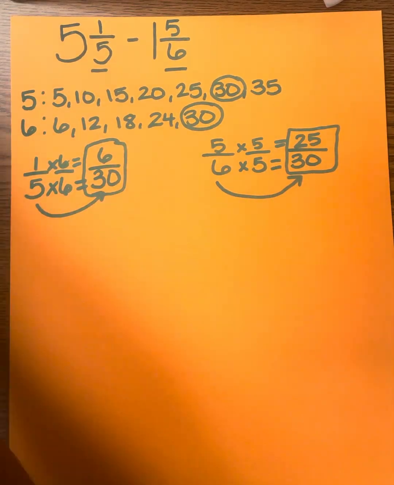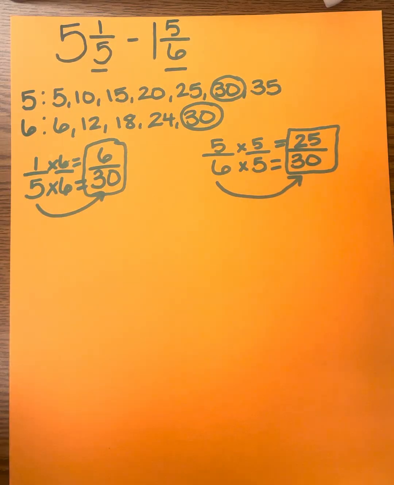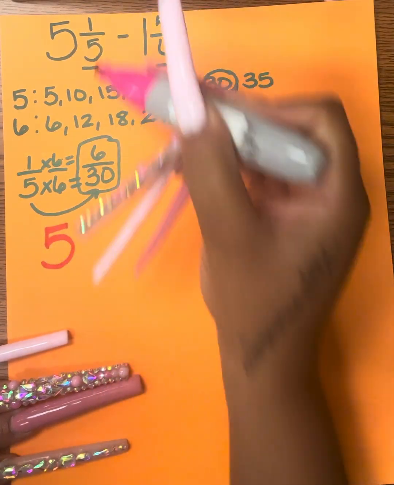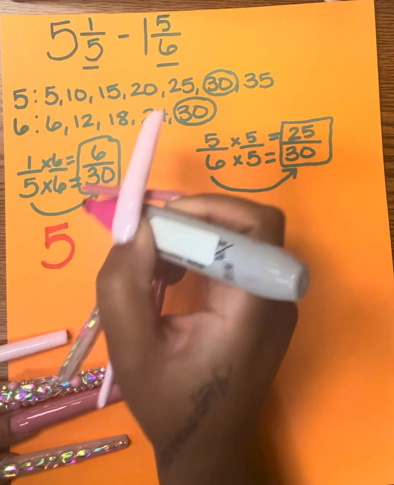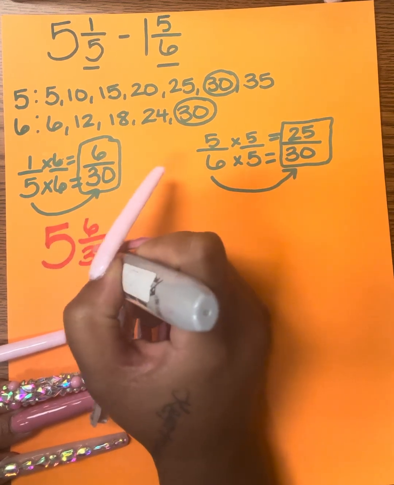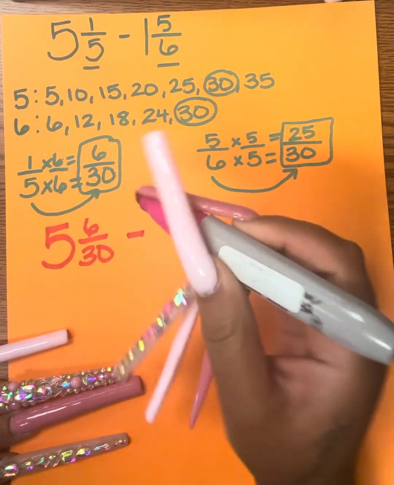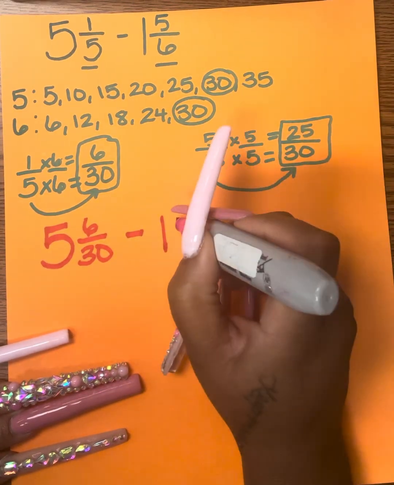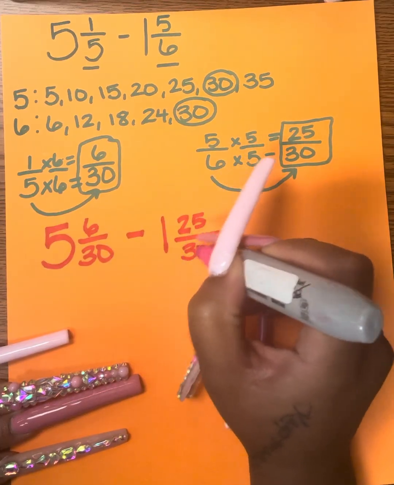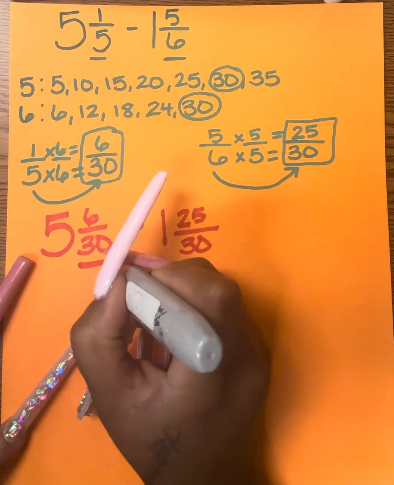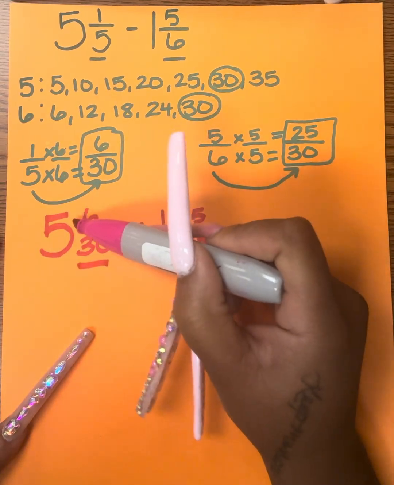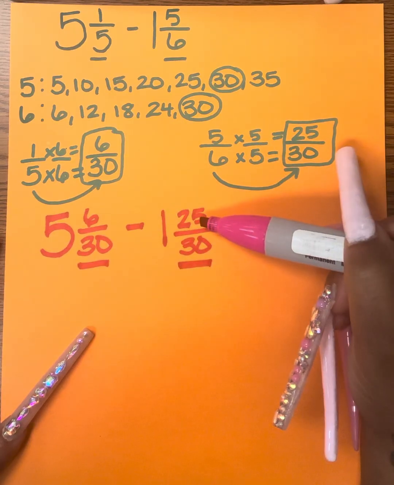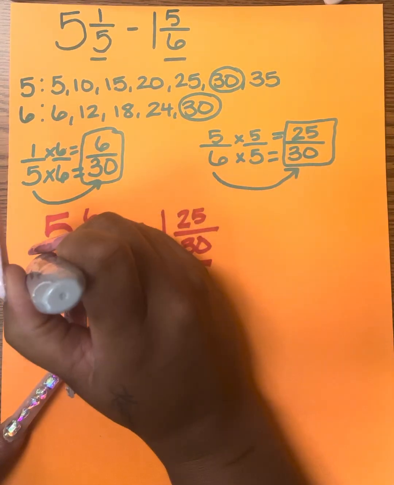So now we are going to rewrite. Five, I'm bringing down. My 1/5 is now 6 over 30. I am subtracting that from whole number 1, but my fraction now is 25/30. Now that we have the same denominator, we're going to treat our numerators like whole numbers. If I only have 6, I am unable to subtract 25, so I have to regroup.